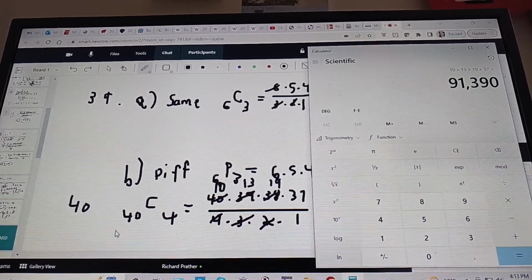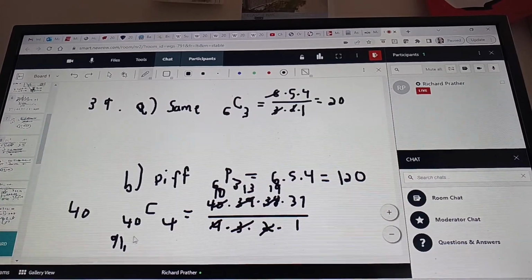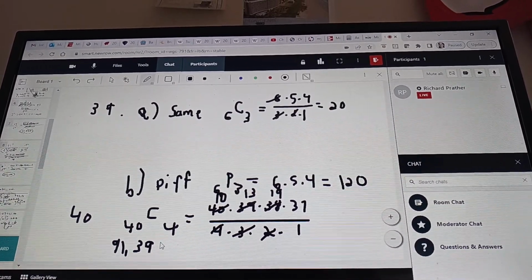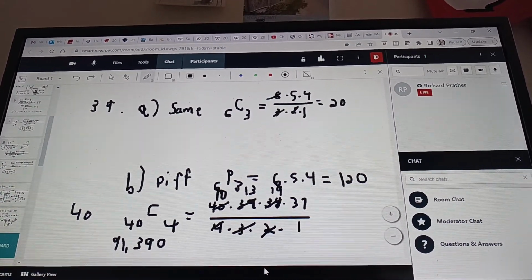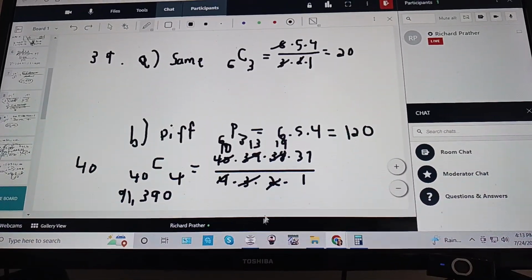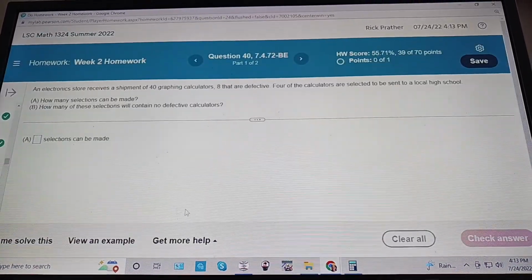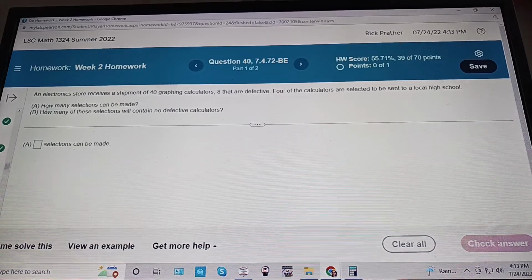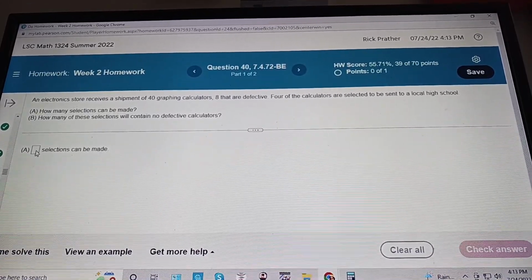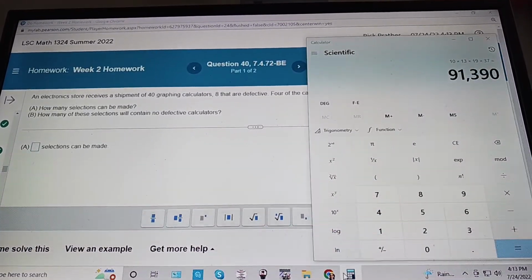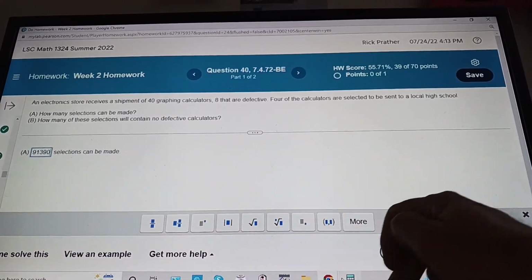So there's 91,390 ways to send these 4 calculators off. Now, some of them may work and some of them may be defective. That's a separate issue here, which I think part A is getting into. How many selections can be made? 91,390.